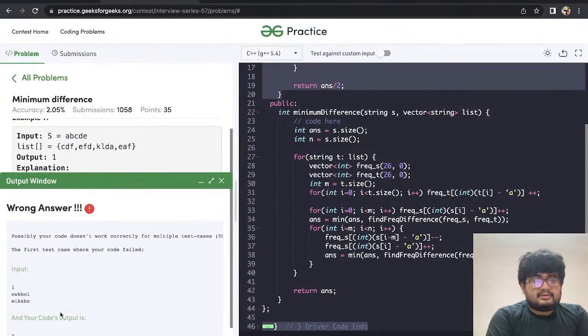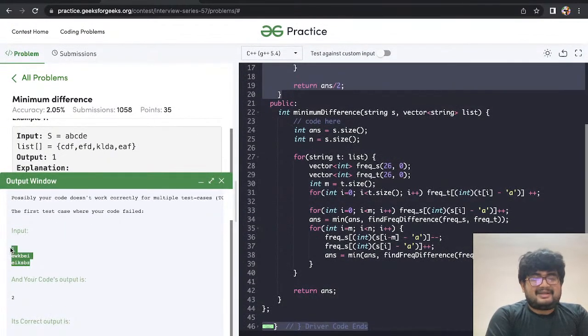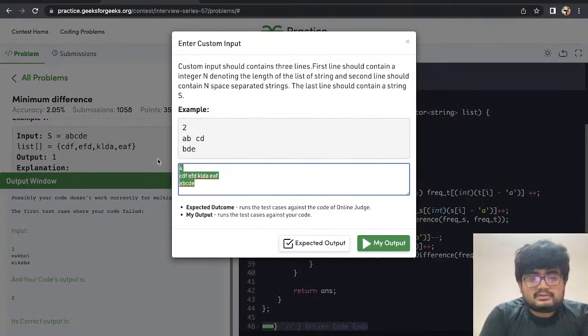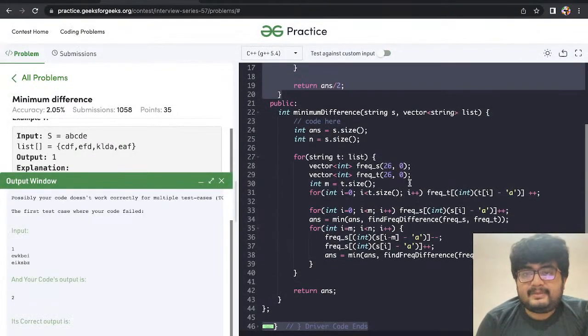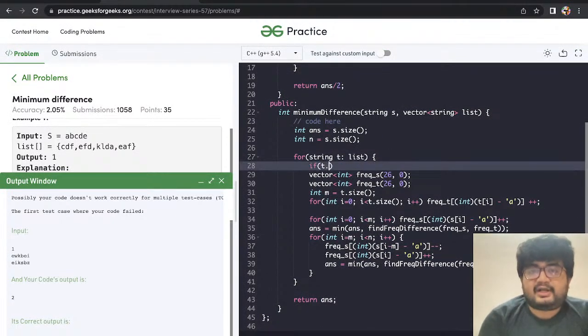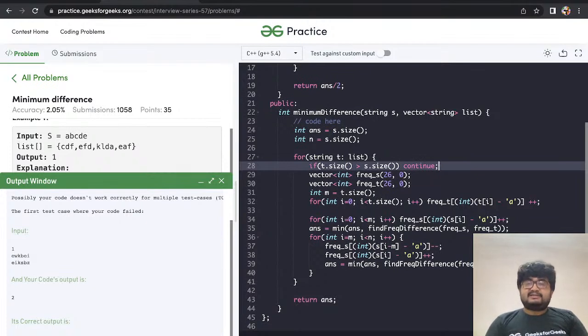Okay, it's not updated yet. Yes, it should be 2. EWKPEI. Okay, no, it should not be 2. It may be 3. Let's see. Okay, EWK BEI and EIK SBZ. Oh, we have not handled this. So this will be valid only if T dot size is not greater than S dot size. If T dot size is greater than S dot size, we should just continue.